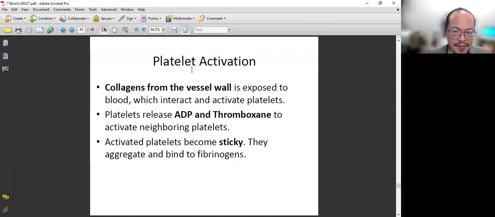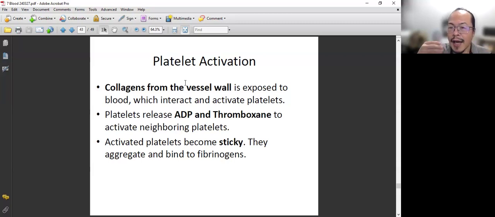How do we activate it? First, you need to have exposure of collagen. So collagen from the vessel wall, once it's exposed, it can be your wound, it could be internal, once you have the hypertension, glucose, virus, bacteria, etc., you cause the endothelium cell leakage. Once there's a leakage, the collagen inside of this vessel wall will get exposed, and that exposure will trigger platelets.